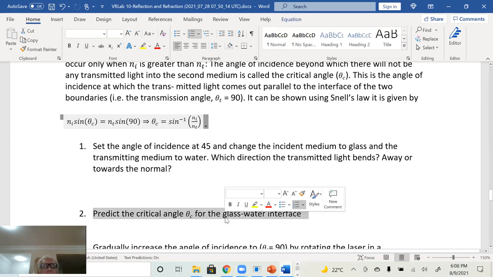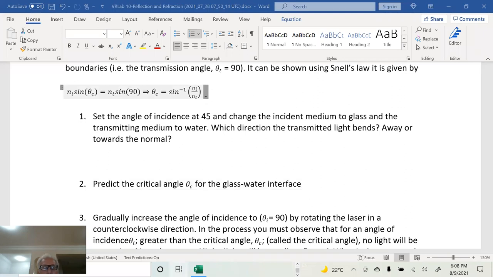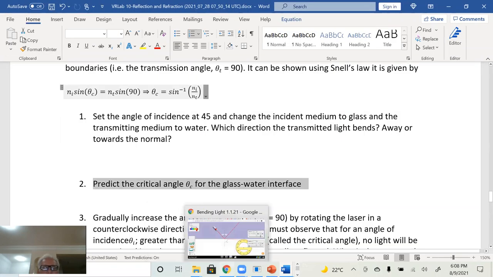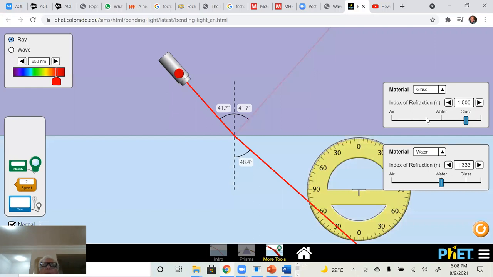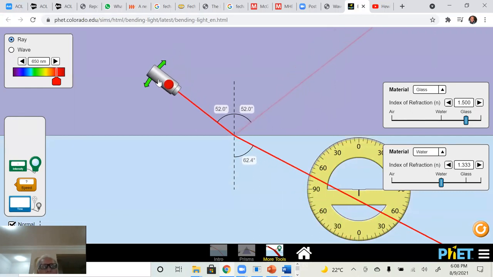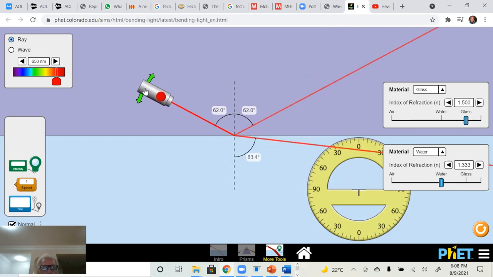Glass water interface. Let's put the glass water interface instead of the glass air interface. Water. Here you go. You're going to see that the angle of total internal reflection is going to be much steeper than the case for air glass. Close to 63 degrees, right? Okay, right in here. That's the critical angle.